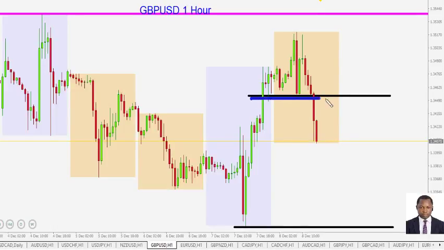This is the next level of resistance. Let's see what will happen around here. If price is able to spike to that point, we will see the reaction for a possible down move.